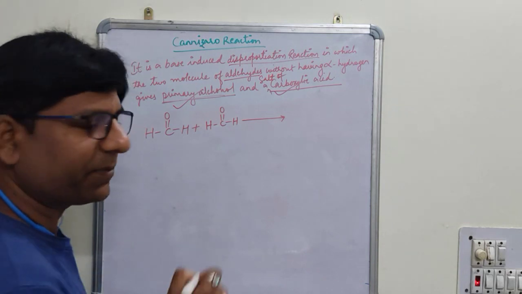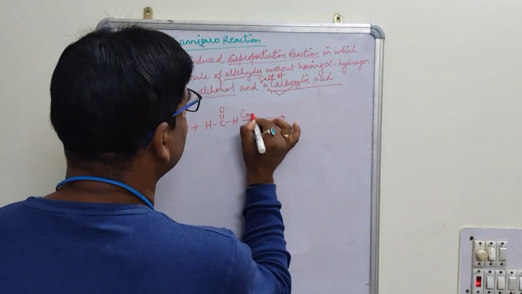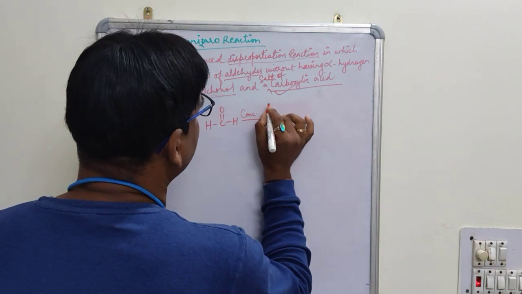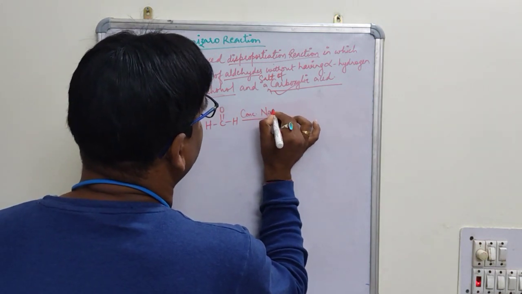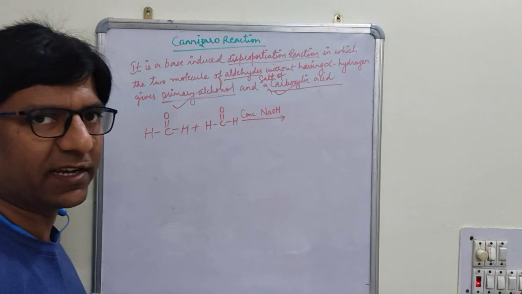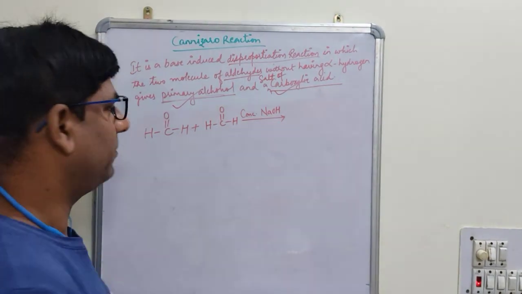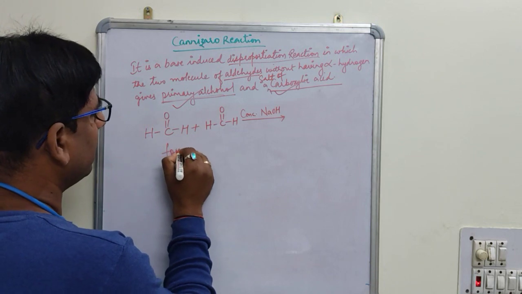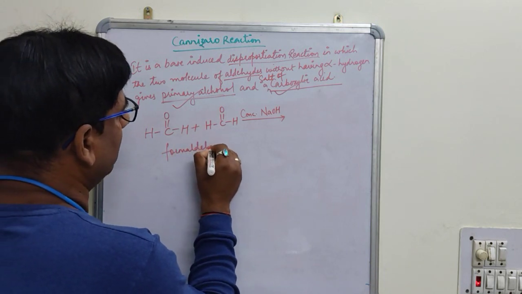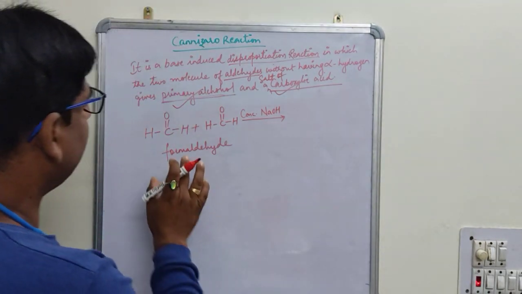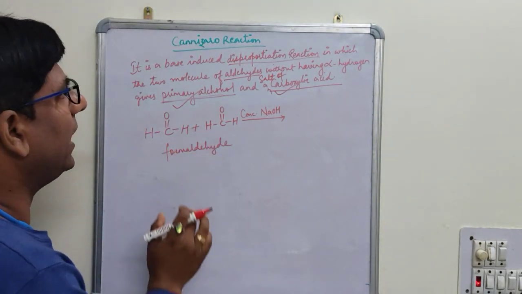The reaction is taking place in the presence of what? Already I told you, that is the concentrated NaOH. Suppose I am taking NaOH as the alkali, right? Now here we have taken the concentrated form. This is the formaldehyde. We have taken 2 moles of formaldehyde. Now, if you have taken 2 moles of formaldehyde, what will happen?